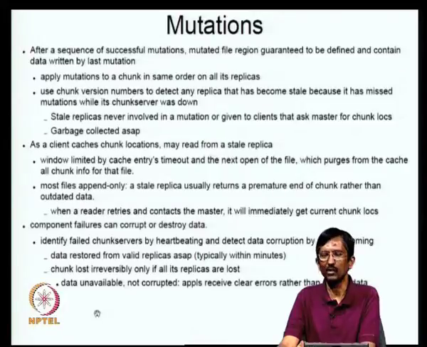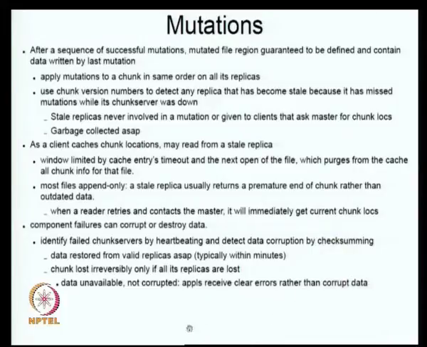The important idea here is that data may be unavailable, but you are not given corrupt data. Under all circumstances, they try to guarantee that. It's possible that you may not have access to data, so the application knows that something has not worked out, but it will not work with wrong or corrupted data. That is one thing which they try to guarantee.